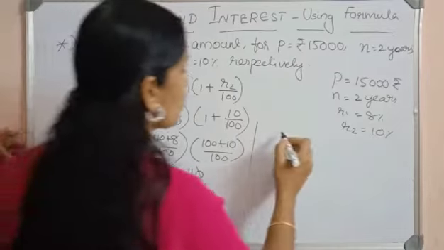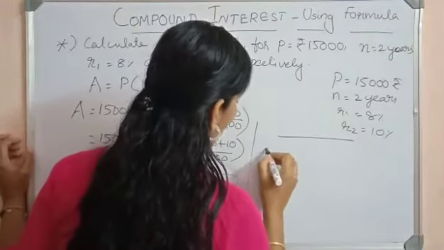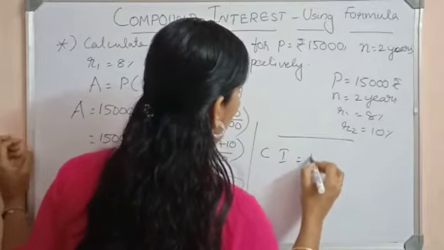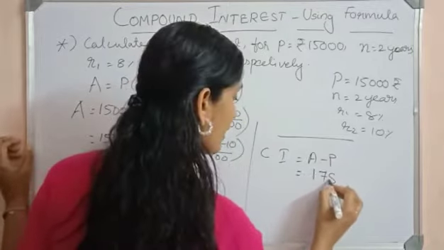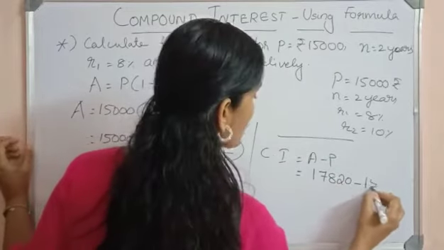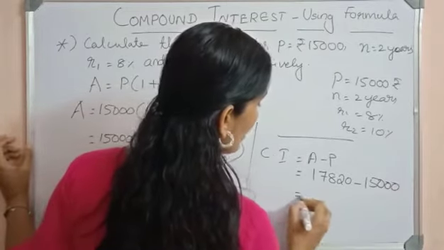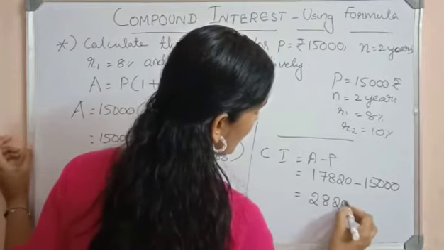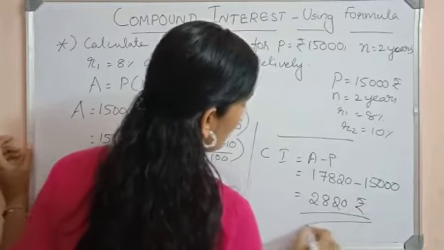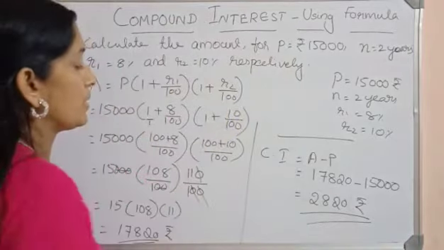In case the question was there to find the interest, we can find the compound interest is equal to A minus P, and the amount is 17,820 minus the principal is 15,000. So you get the compound interest as 2,820 rupees. This is the compound interest he receives after 2 years.